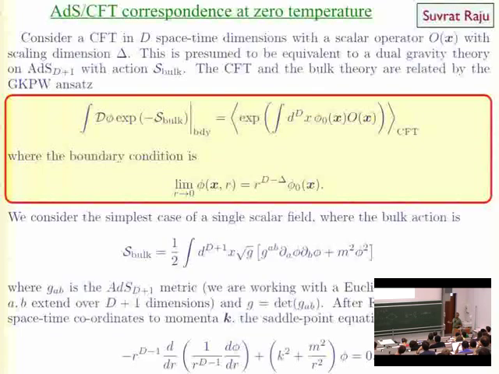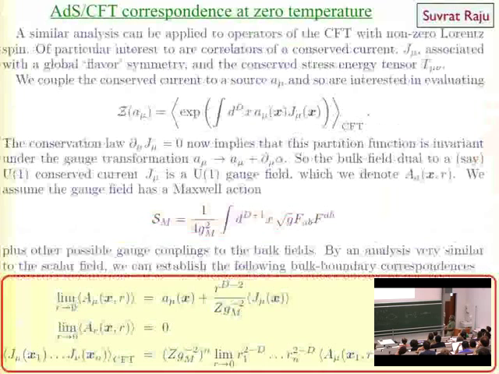Among other operators that I'm interested in are these special operators, the current. Associated with the current, J mu, there's going to be some field in the bulk. It turns out that for every conserved current, the field in the bulk is a gauge field. This follows simply from the fact that if the current is conserved in the CFT, then this correlation function is invariant under gauge transformation of A mu. Because of this, you're going to get an effective action that should also be invariant under gauge transformation, very roughly speaking. So for every conserved current, you have a gauge field.